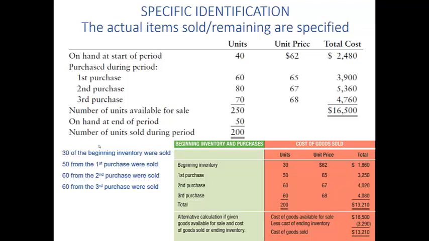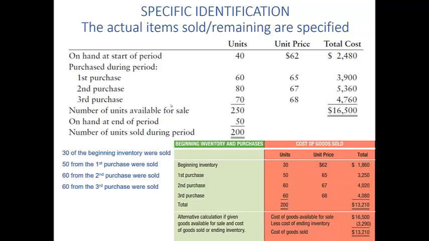In this problem, they are telling us which items were sold. So we know we sold 200, and here are the 200 that were sold. And so if we can figure out the 200 sold, then we can figure out the ones that we still have. Okay, so 30 from the beginning inventory at $62 each were sold. So 30 units at $62 is $1,860. 50 from the first purchase were sold. Okay, so 50 at $65.